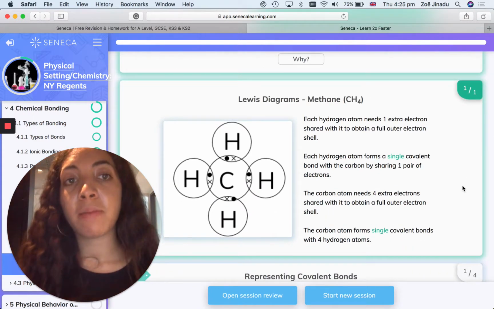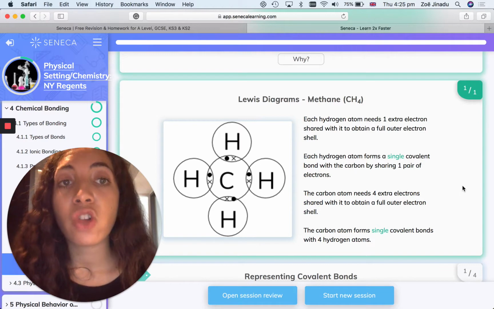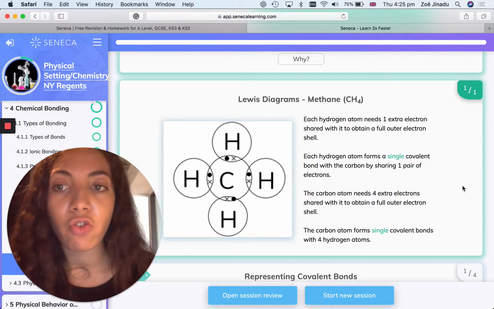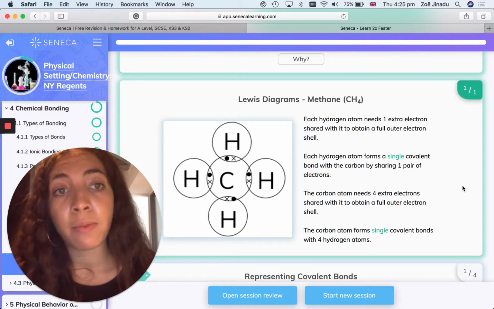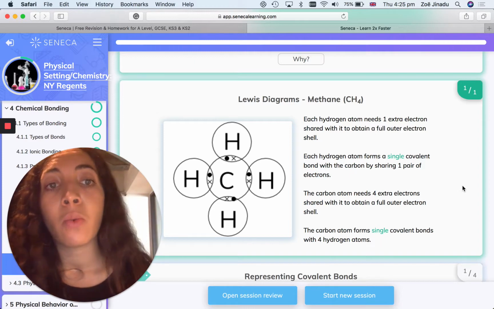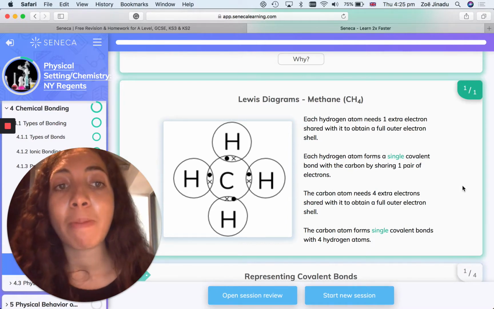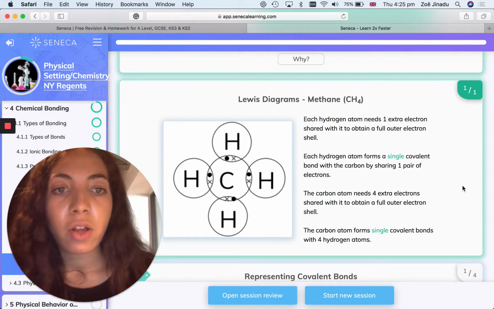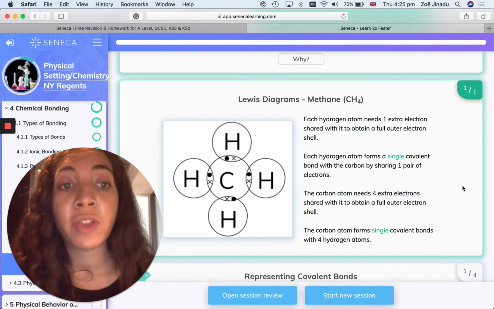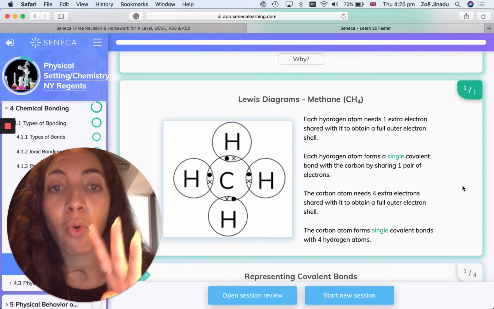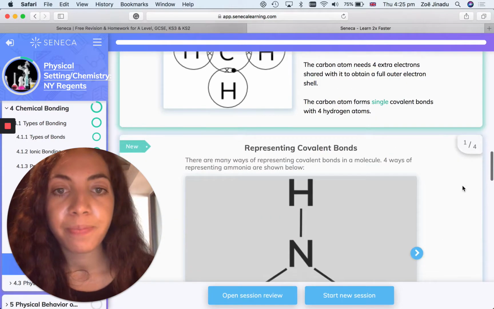Each hydrogen atom needs 1 extra electron shared with it to obtain a full outer electron shell. Each hydrogen atom forms a single covalent bond with the carbon by sharing 1 pair of electrons. The carbon needs 4 extra electrons shared with it to obtain a full outer electron shell. So the carbon forms single covalent bonds with 4 different hydrogen atoms.